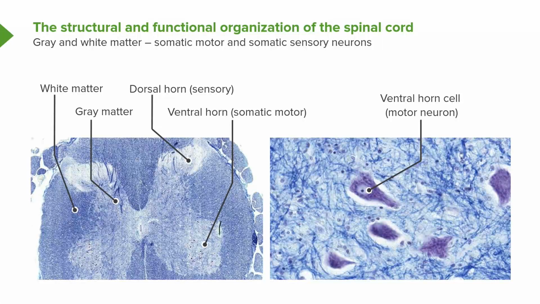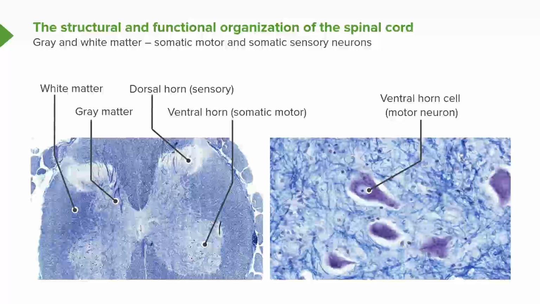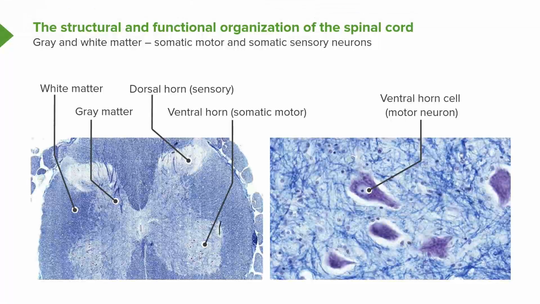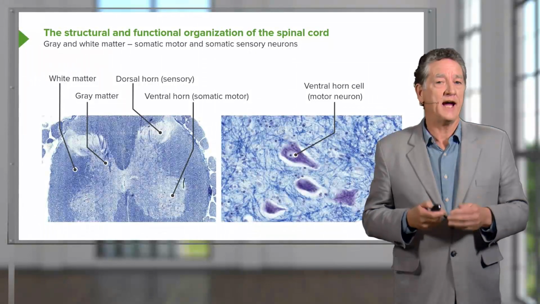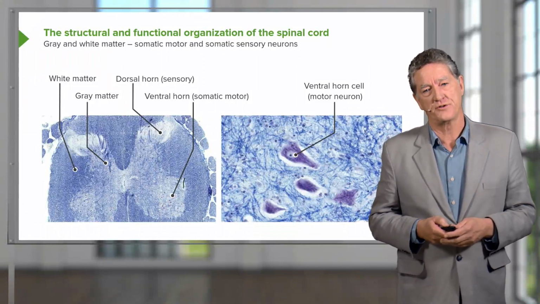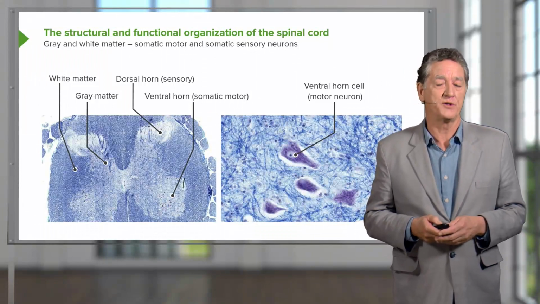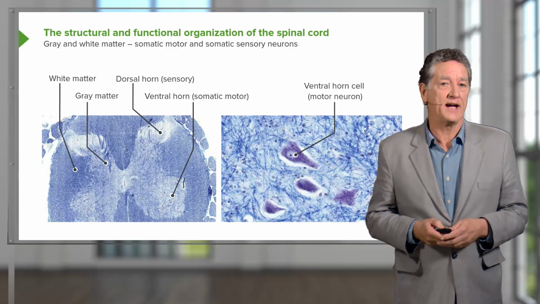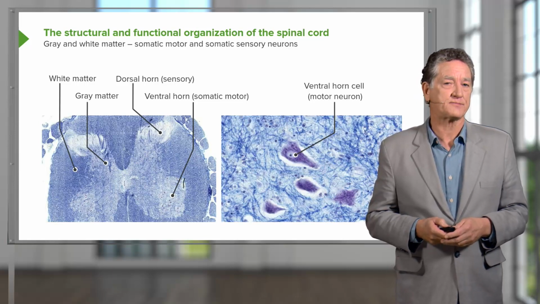Well, you can see the terms there, dorsal horn and ventral horn. They refer to the wings of the butterfly, if you like. Dorsal means the posterior part of the spinal cord. Ventral is the anterior or front part of the spinal cord. And they house two different sorts of neurons. And it's very important for you to understand what neurons are housed in these different areas.